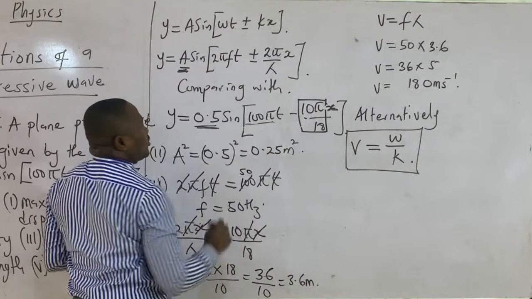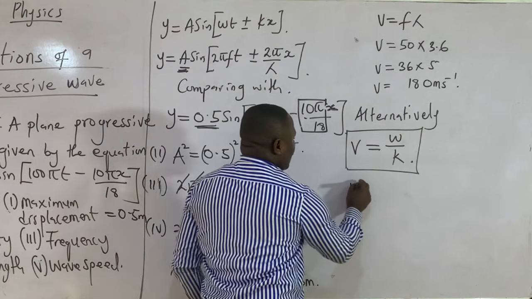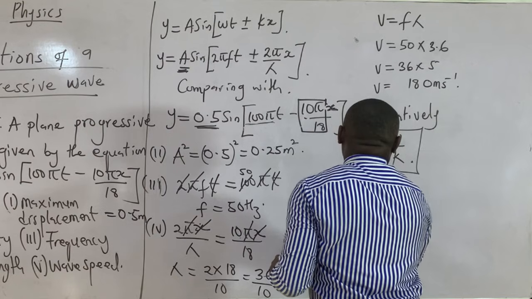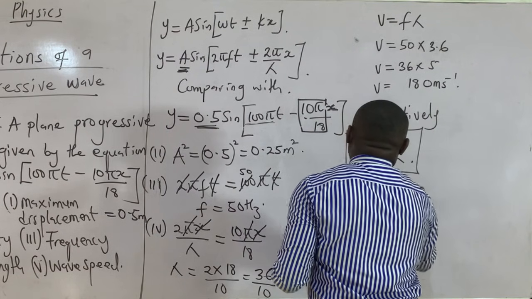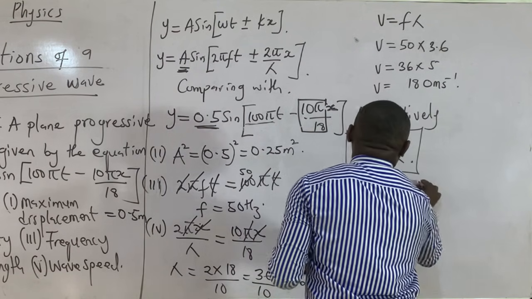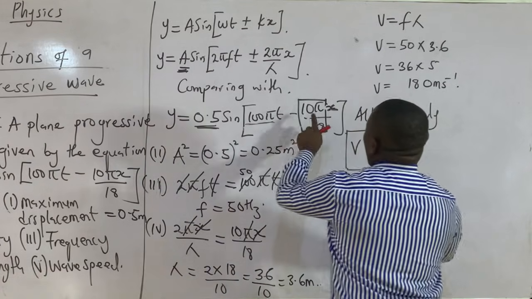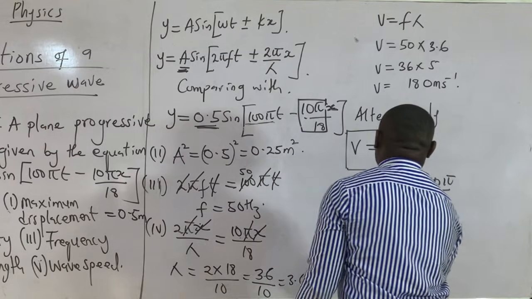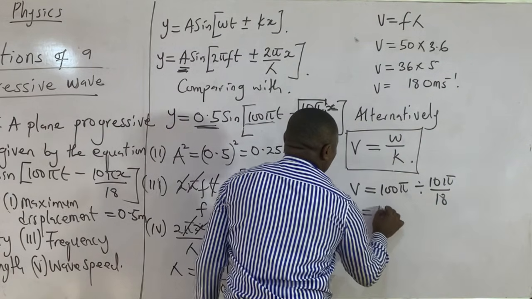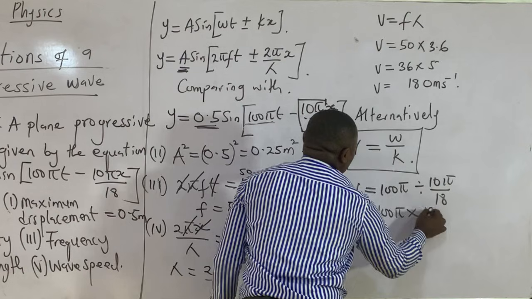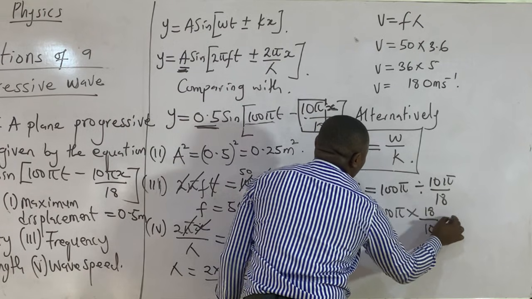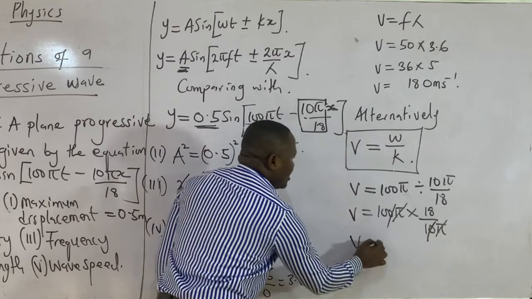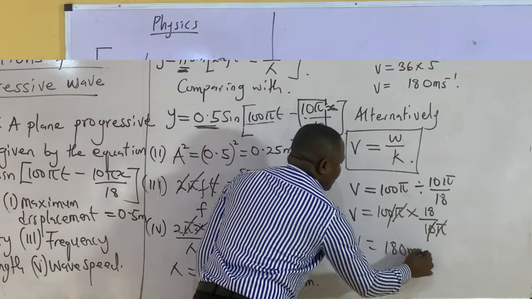So now, what will I do? I will come over here to say wave speed is equal to, remember, what's my w? It is 100 pi, that's my w, divided by, what is my k? My k is 10 pi over 18. So V is equal to 100 pi times 18 over 10 pi. This takes off this, this takes off this. Then we have V is equal to 180 meters per second.